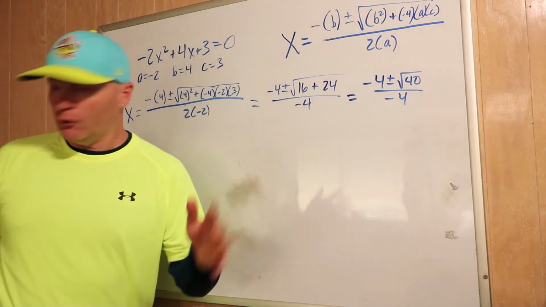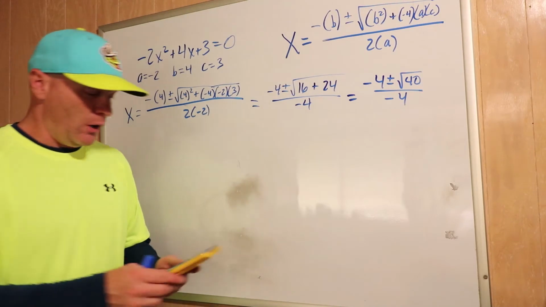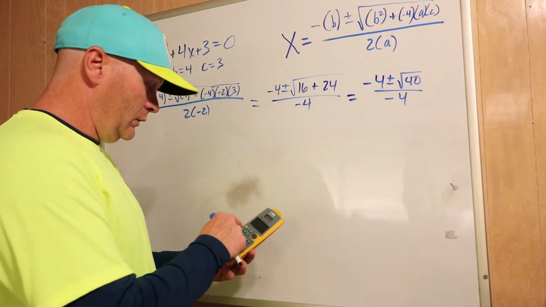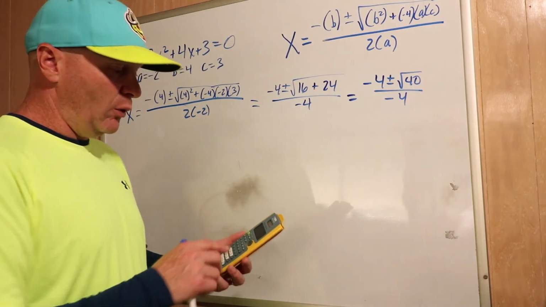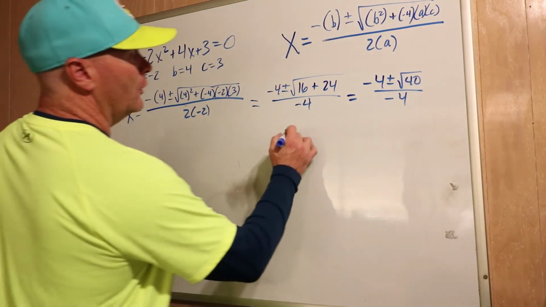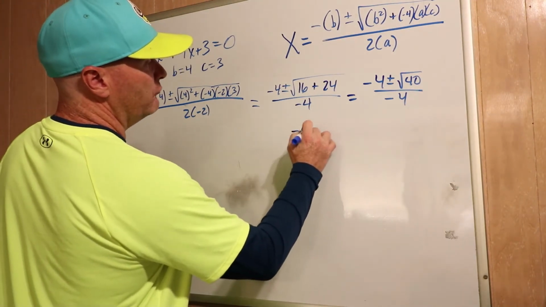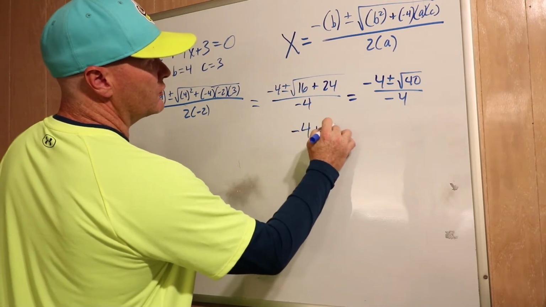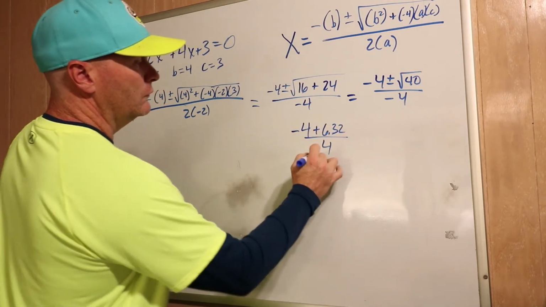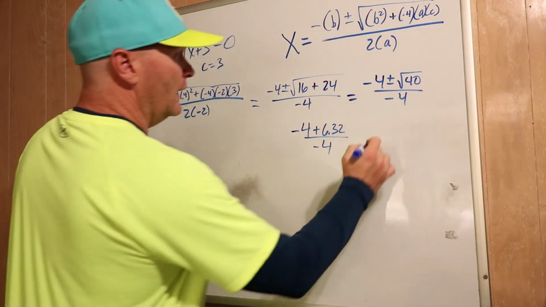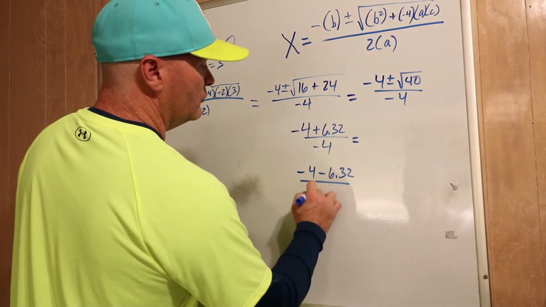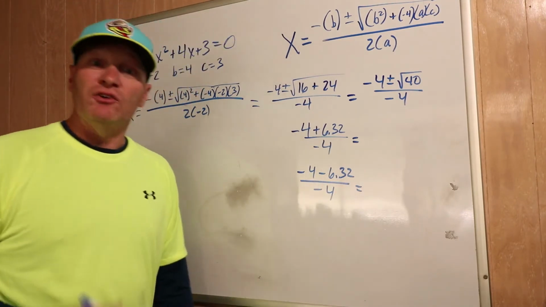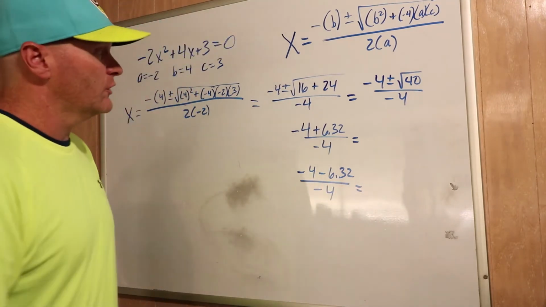Does anybody know what the square root of 40 is? I don't. I know it's 6 point something. So I'm going to use my calculator. The square root of 40 is 6.32. Okay, so my two answers are going to be negative 4 plus 6.32 over negative 4, and then negative 4 minus 6.32 over negative 4. These aren't exact, but they're close, okay?